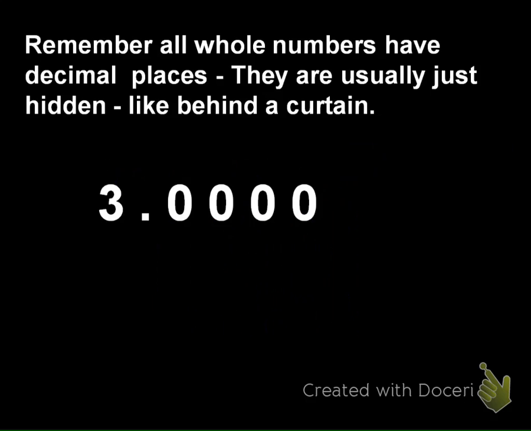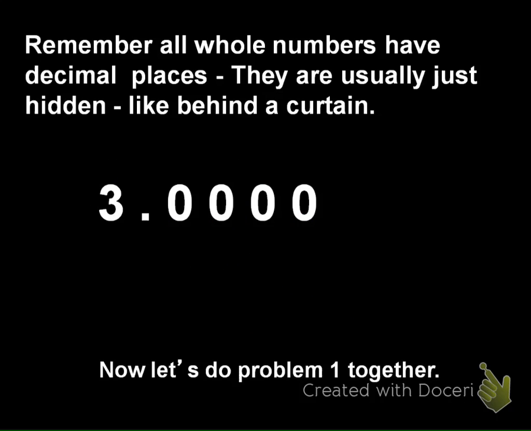Now, this number still equals 3, but it looks different. All its hidden place values are showing, but it still equals 3. It's 3 and 0 tenths, 0 hundredths, 0 thousandths, and so on. All right, if you can remember those two things, you'll be set. Let's do a problem together.